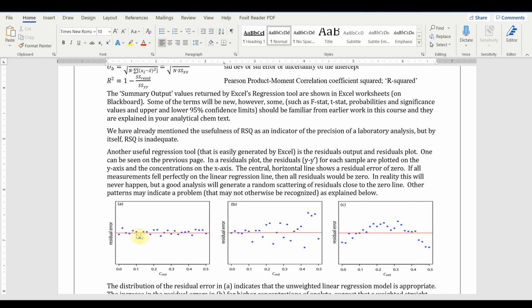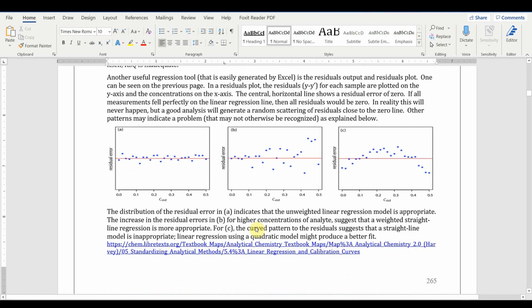The central horizontal line shows a residual error of 0. If all the measurements fell perfectly on the linear regression line, then all the residues would be 0. In reality, this will never happen, but in a good analysis, we'll see a random scattering of residuals that lie close to the 0 line. Now, other patterns, like we see here, may indicate a problem.